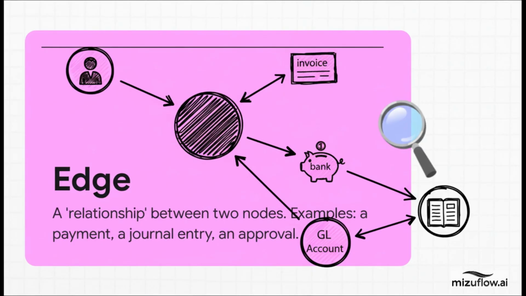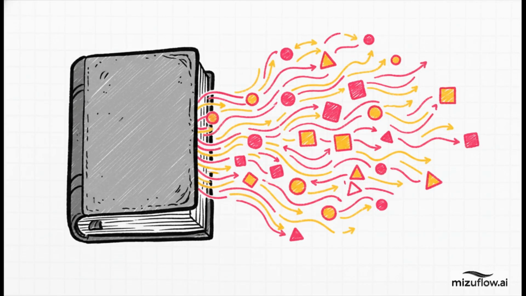And the second piece of the puzzle? An edge. An edge is simply the relationship that connects two nodes. So a journal entry, that's an edge connecting two GL accounts. An approval, that's an edge connecting an employee to an invoice. A payment is the edge connecting that invoice to a bank account. It's the edges, the relationships, that bring the whole story to life. So here's the magic. When you stop seeing your data as rows in a spreadsheet and start seeing it as a collection of these nodes and edges, everything changes. You're not looking at a dead, static ledger anymore. You are looking at a living, breathing network of actual behavior. You can literally watch how money, influence, and approvals flow through your organization.